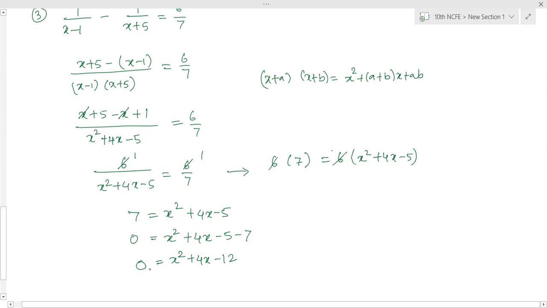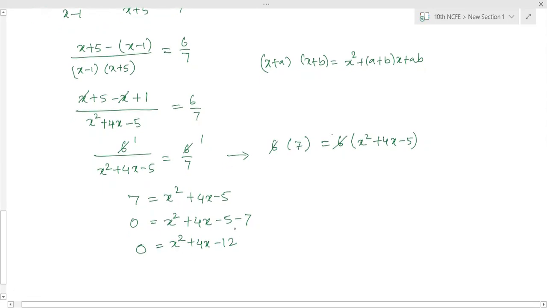So now solve this. 12. Product needed is minus 12, and so negative product means the difference of the two terms should be plus 4. So what are those terms? 6 and minus 2. 6 and 2. So in x square, the larger number should take the middle term's sign. Minus 2x minus 12. So it is x into bracket x plus 6 minus 2 into bracket x plus 6.